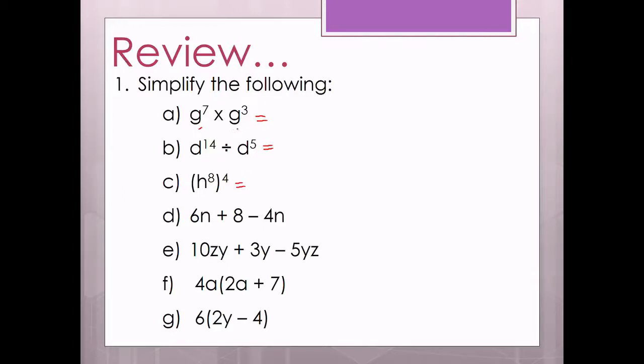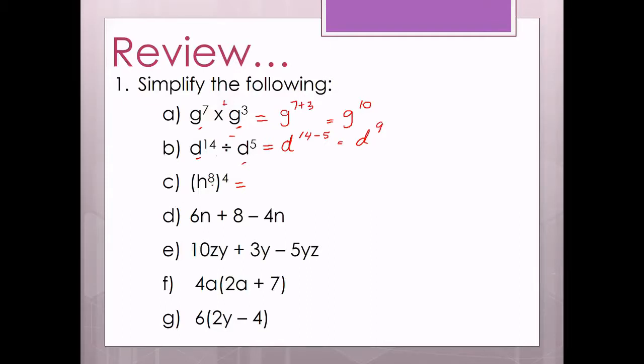The first one, the bases are the same and we're multiplying, and so we're just simply adding our powers together. 7 plus 3 equals 10. So G to the power of 10. For the second one, the bases are the same and we're dividing, so this time we take our powers away. So you'll have D to the power of 14, take away 5, so that's D to the power of 9.